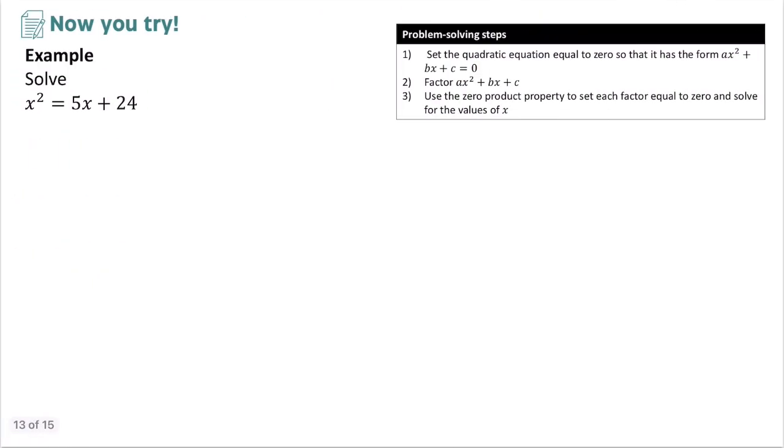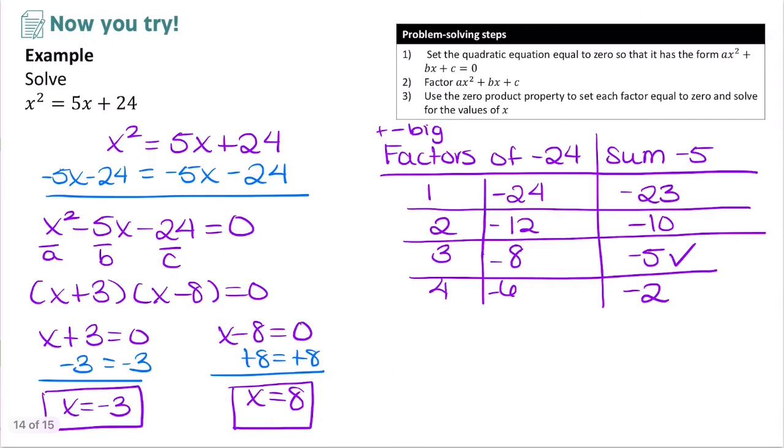So now you can go ahead and pause the video and try doing this example on your own. So here we're going to need to first rearrange it into standard form. So we can do that by subtracting 5x and 24 from both sides of this equation. So we get x squared minus 5x minus 24 equals 0.